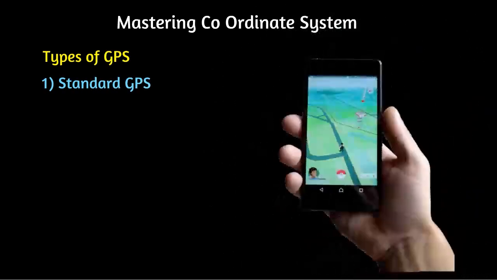Now that we understand how GPS works, let's explore the different types used in surveying. Type 1. Standard GPS, handheld. The accuracy of this type is 1 to 5 meters. This is used in mapping, navigation, and general positioning.